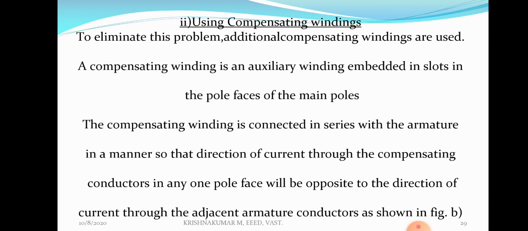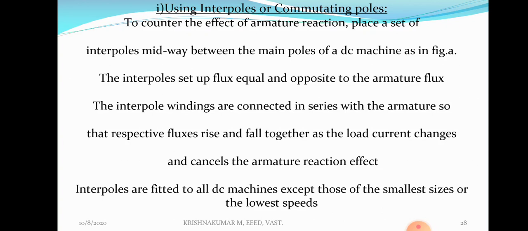Compensating windings are provided on the pole shoes of the main poles. The direction of current flow through the compensating winding is opposite to the direction of current through the armature conductors which are lying under the influence of the same pole. The same current is flowing through the armature conductors and the compensating winding, but in opposite directions. Therefore, both fluxes, equal in magnitude and opposite in direction, are cancelling each other.